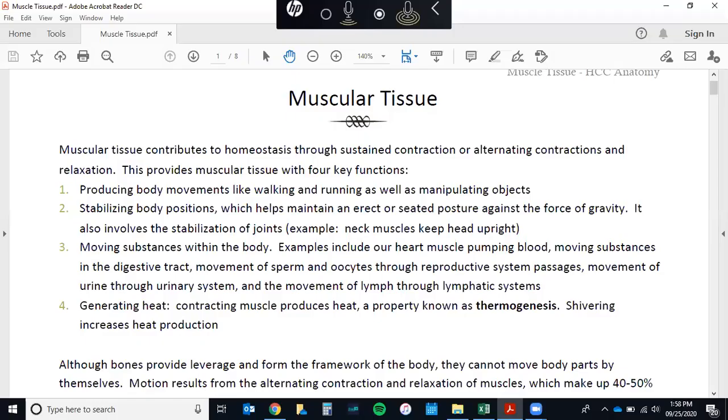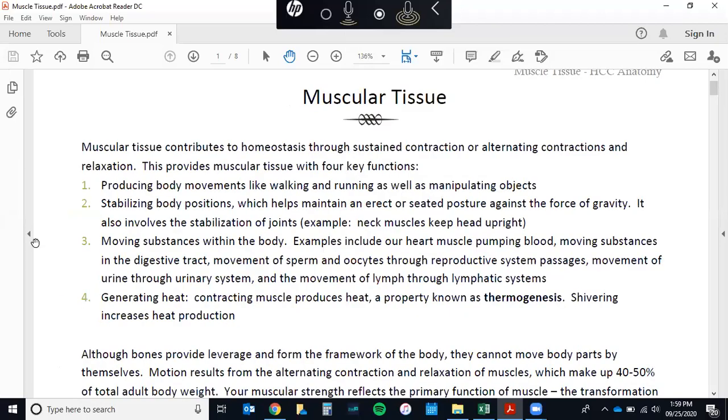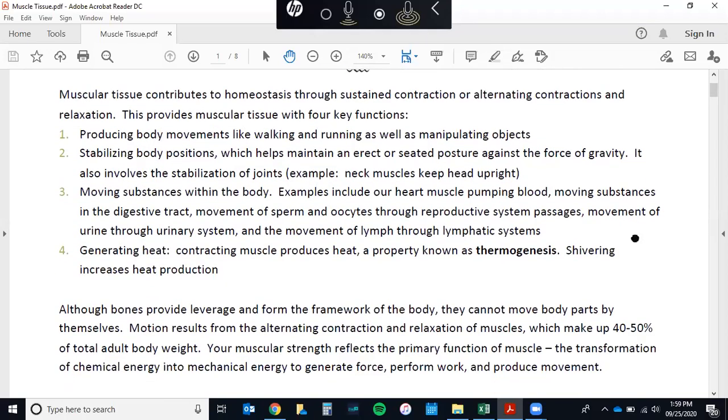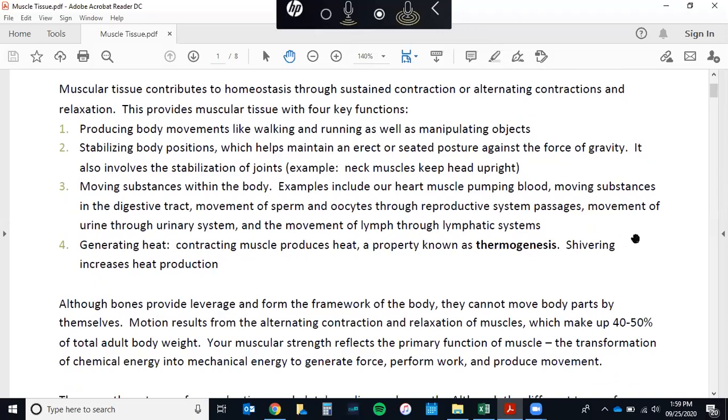Let's talk about muscular tissue. Thinking back to our very first unit of the semester, we learned that muscle tissue is one of the four primary types of tissue in the body. There are three types of muscle tissue: cardiac muscle, smooth muscle, and skeletal muscle. Sorry, I'm used to talking in physiology about cardiac, smooth, and glands together. Together, those three types of muscle contribute to homeostasis through sustained contraction or by alternating contraction and relaxation.